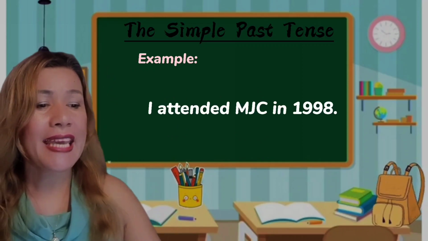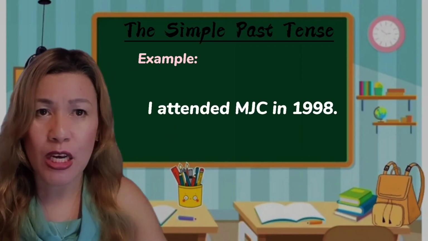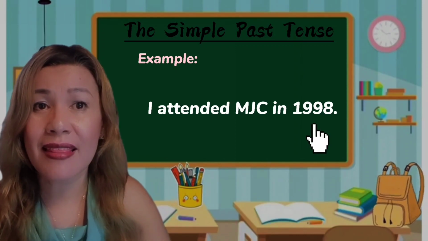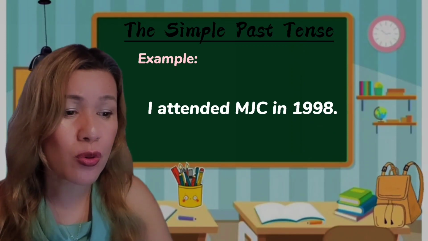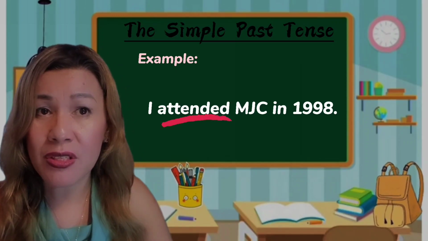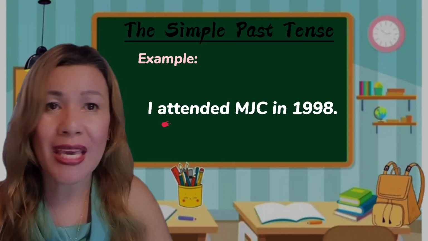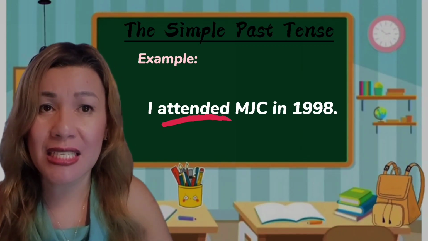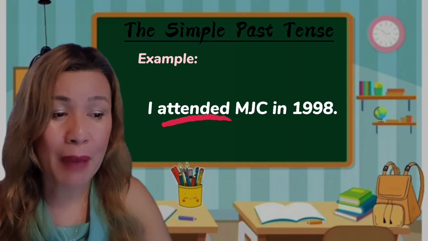Examples here. I attended MJC in 1998. Notice that in 1998 is indicating that the action is completed at that particular time, which is in the past. So we have here attended as our verb because the action is already completed. And notice that we added ed to the original verb or the base verb attend. So we have attended as our simple past verb.